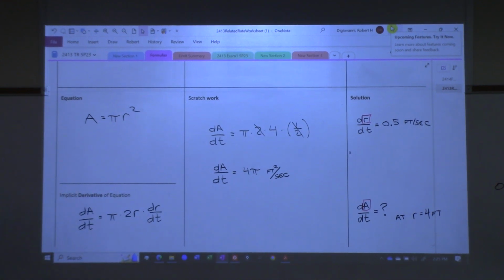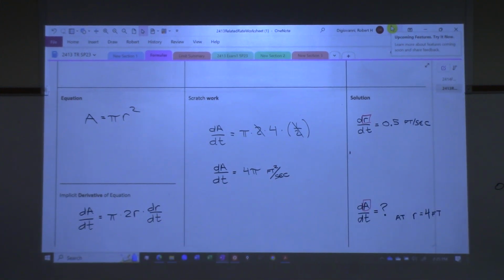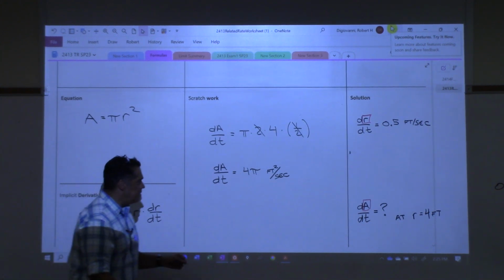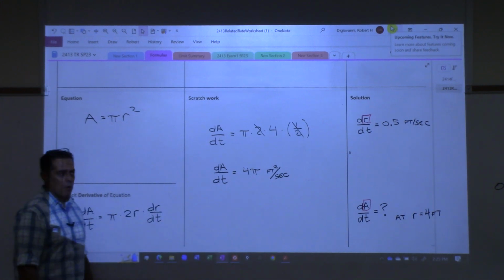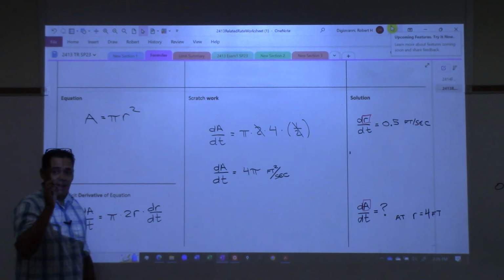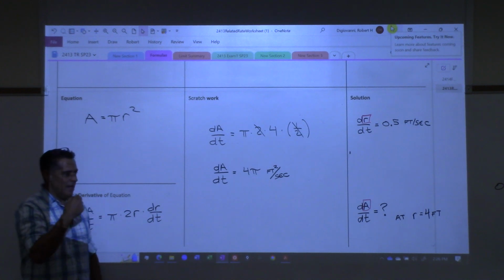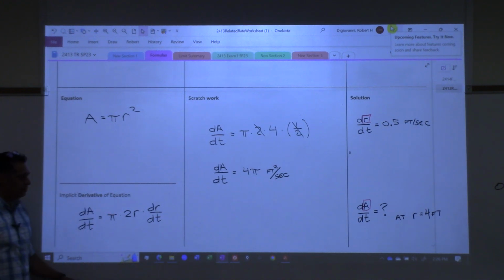So again, we've got a circle. It's growing, it's growing, it's growing. The radius is changing at a constant rate. And at the exact moment that the radius was 4, here's what I can tell you. The area at that instant was changing at exactly 4 pi square feet per second. It's important to know, though, that an instant later, it's a different rate of change.